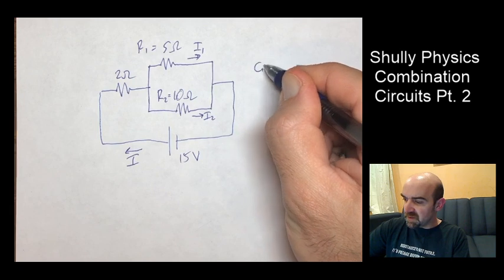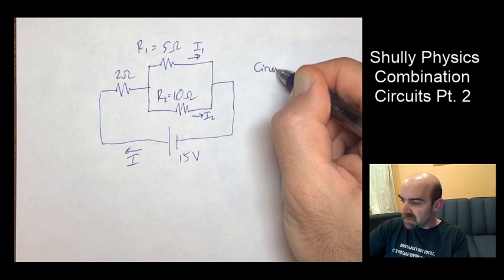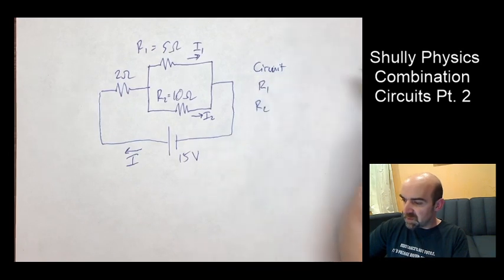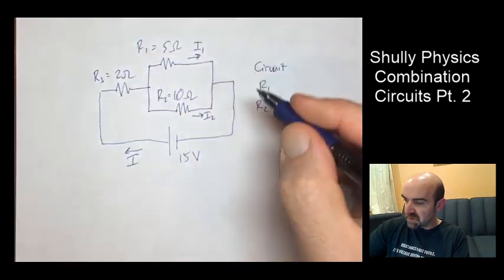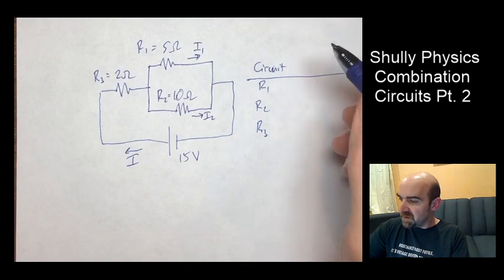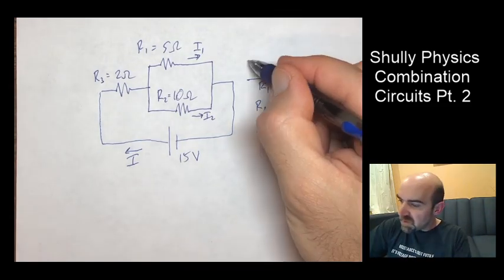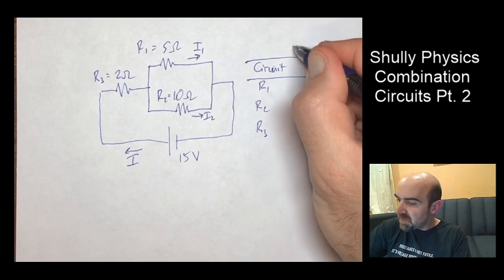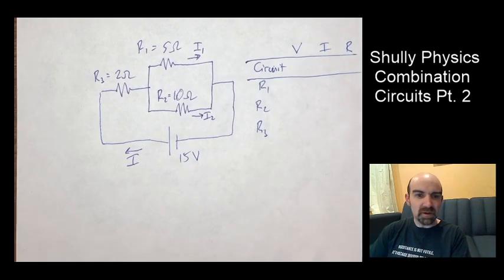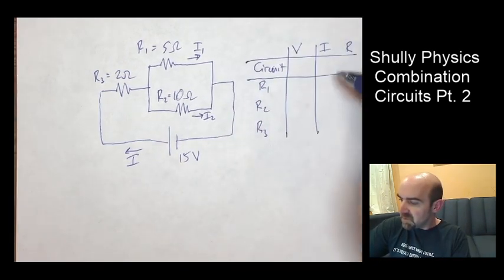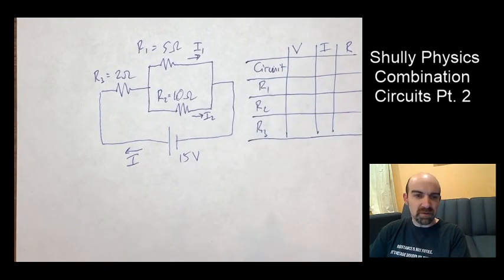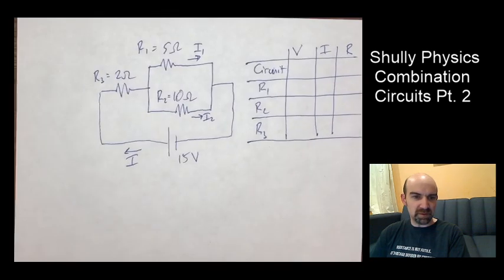I can find the circuit, resistor 1, resistor 2, and I'll go ahead and label this one resistor 3. All right. So we're going to find the circuit's V, I, and R values. Just make a little table here to keep all the responses together.